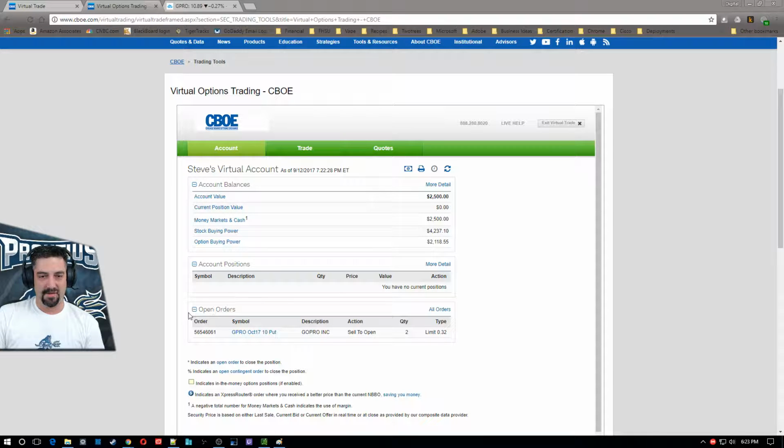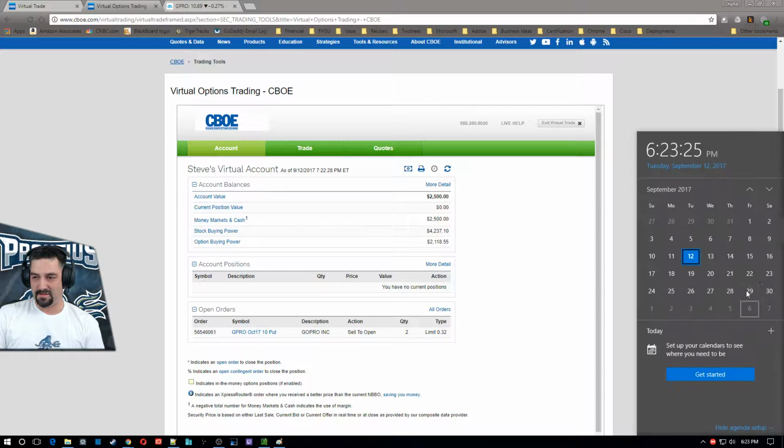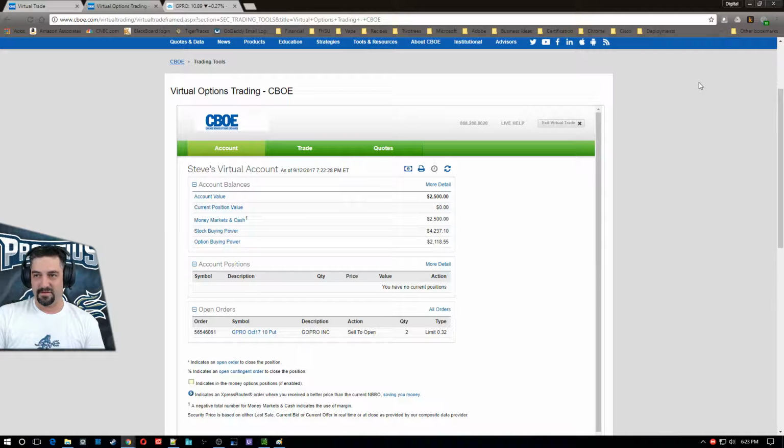Again, if for some reason by October 20th, the price of GoPro goes below $10, then the person that buys this from us, that paid us our $57 up front, or $50 according to this, has the right to put the stock to us at $10, to make us buy it at $10. So if it's at $7.50, they can make us buy it at the agreed price of $10.